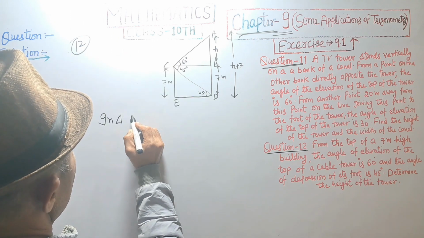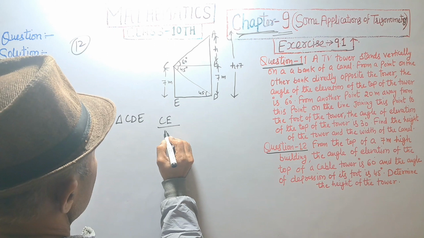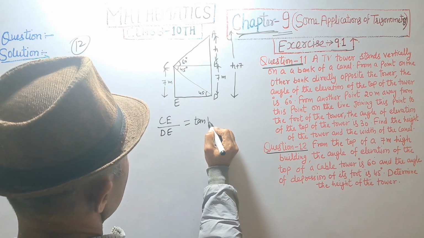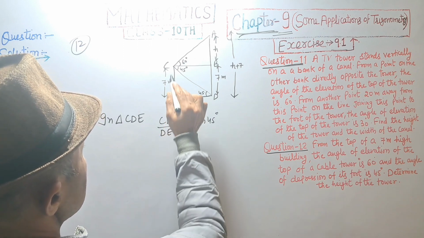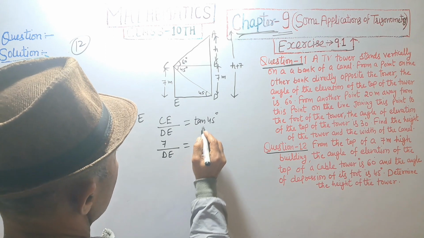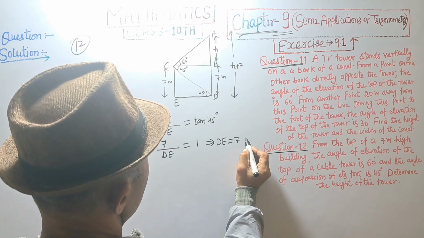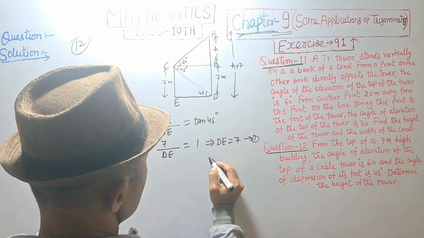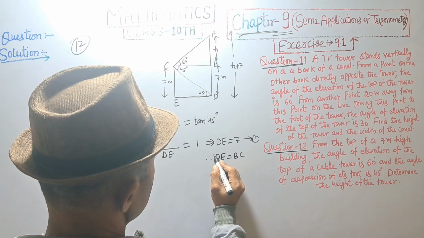In triangle CDE, CE upon DE is equal to tangent 45 degrees. CE is equal to 7, and 7 upon DE is equal to tangent 45, which is 1. This implies DE is equal to 7. It's equation first. So DE is equal to BC.